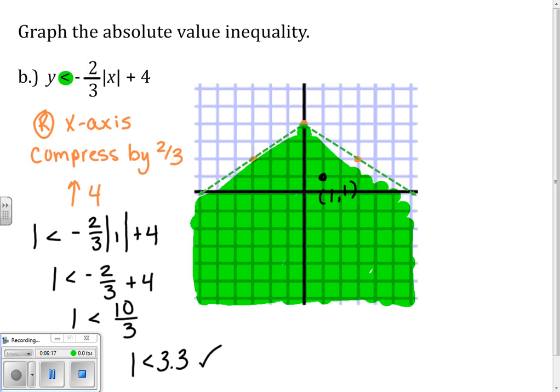Any ordered pair I would pick in the non-shaded region, like this one, if I put those x and y values into the inequality, I would get a false statement. True statements come from the shaded region. False statements come from the non-shaded region.